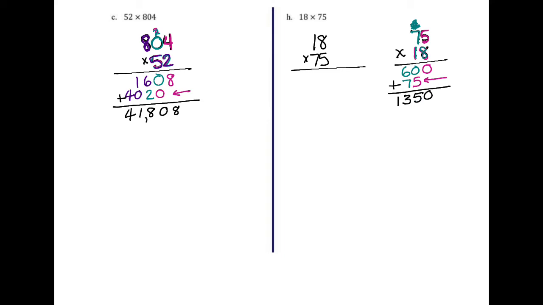Okay, let me do the other one just to show you. So 5 times 8 is 40. Carry 4. 5 times 1 is 5. Add the 4 is 9.